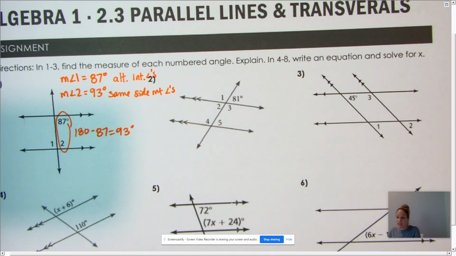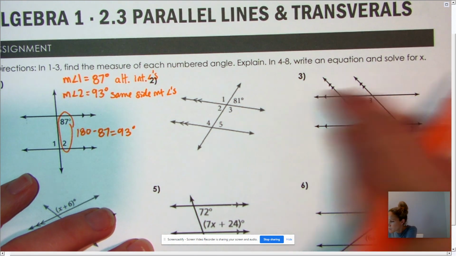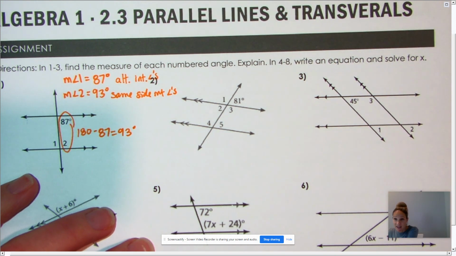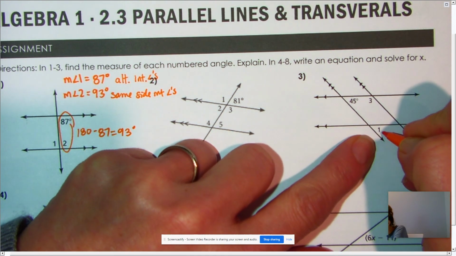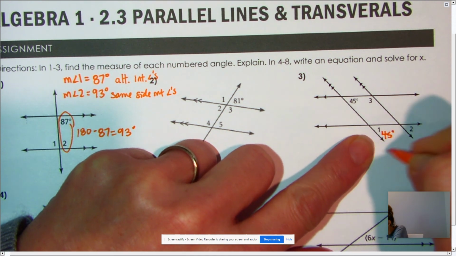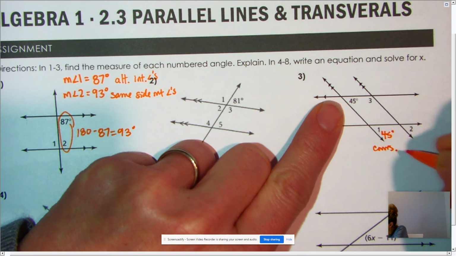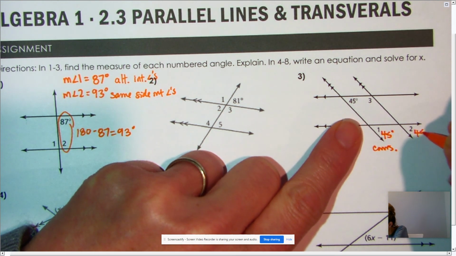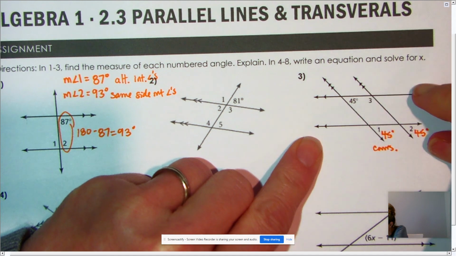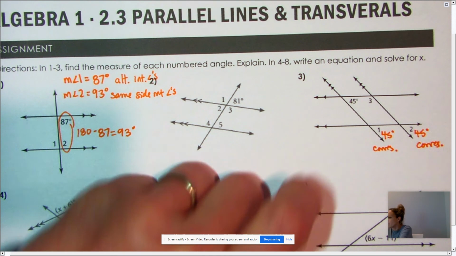Okay, question number 3. I've got a lot of stuff going on here, right? I've got 2 sets of parallel lines that intersect each other, kind of like transversals. So 45 and 1 are corresponding. So I know that this is 45 degrees because it's corresponding with that one. Well, this one is also corresponding with number 1. So I know that it's 45 degrees because if I slid this over, it would be on top of that one. So this is also corresponding angles.